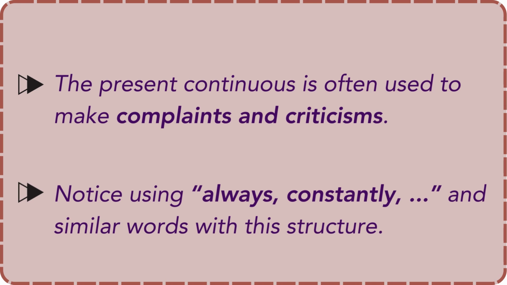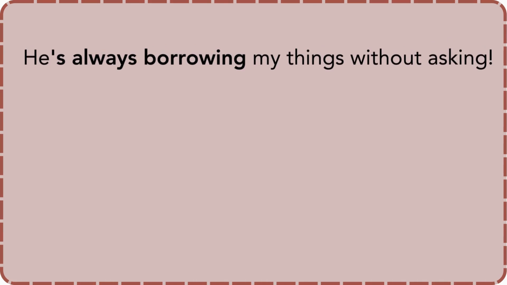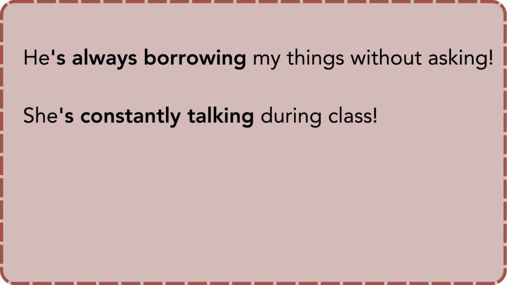Here are some examples. He's always borrowing my things without asking. This complaint suggests ongoing annoyance about the person's habit of borrowing things without permission. She's constantly talking during class. This criticism indicates ongoing frustration with the person's behavior of talking while the class is in session.